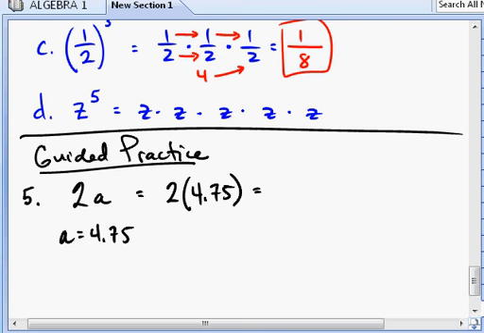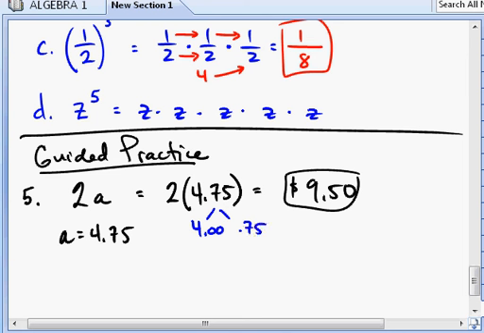Two times 475. Who got that? Yeah, it's 950. Good. You could do this. Look, 475 is $4.75, right? So do 2 times $4, which is $8. 2 times 75 is 75 and 75 together make $1.50. So $8 plus $1.50 is $9.50.